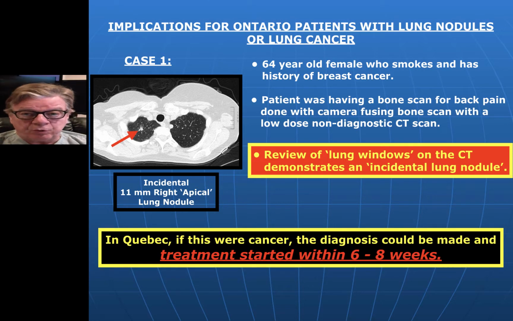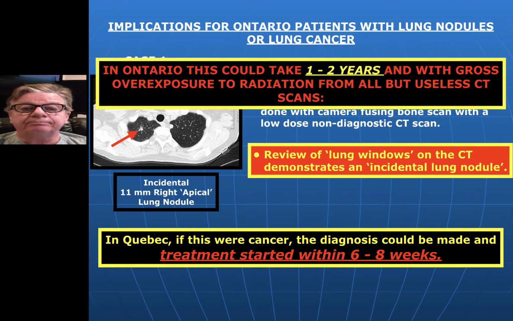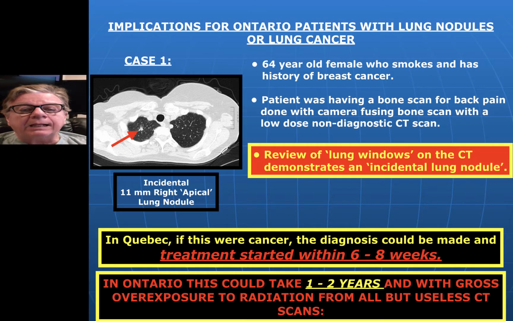Now, if this had happened in Quebec and it turned out, say for example, that an SUV max was 4 times background, you definitely want tissue, a biopsy, and to undergo that procedure. If it turned out to be cancer, within 6 to 8 weeks that patient could have been on the appropriate therapy. In Ontario, I see this all the time.